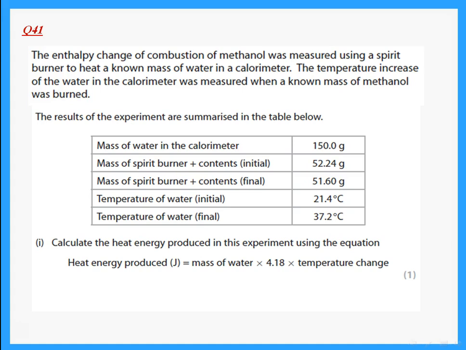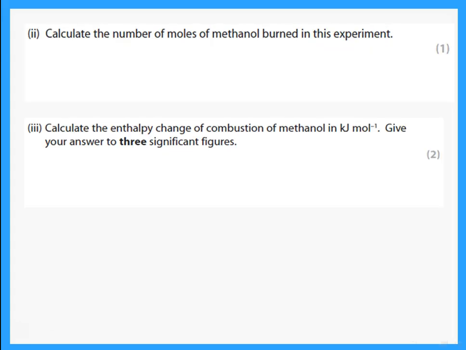Now, Q, we know Q is the mass of water. The mass of water is 150, so times the temperature change, which we calculate from the difference in temperatures that he gives me. So this is the value for Q that we get.